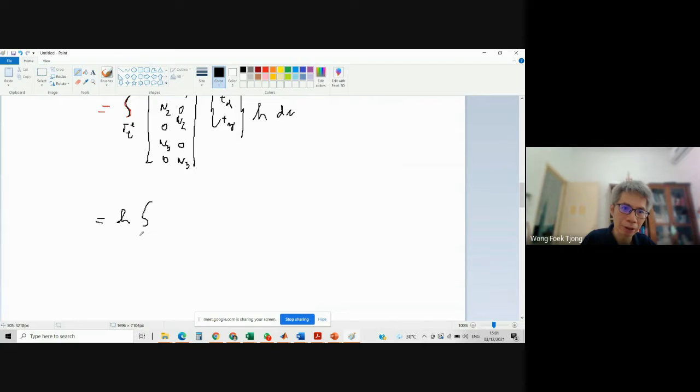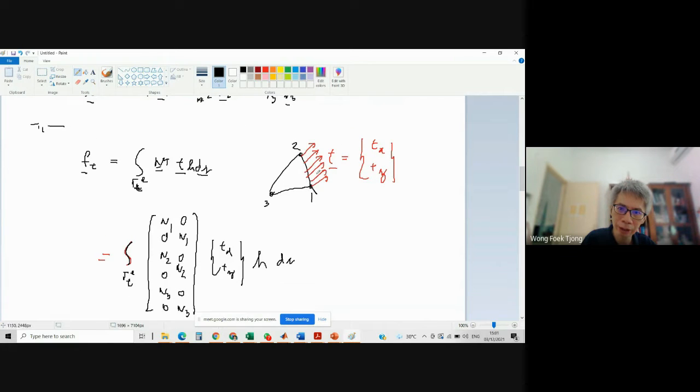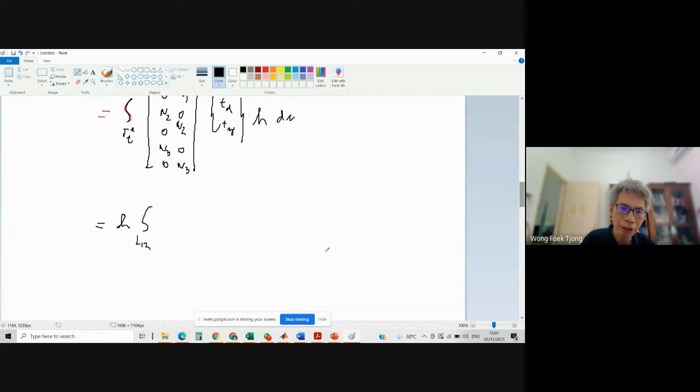Which line? Let me say the line 1, 2, right? What I mean with line 1, 2 is this one. So it's the integrals along the line 1, 2. This is line integrals. And this is the matrix multiplication, the result of the matrix multiplication.